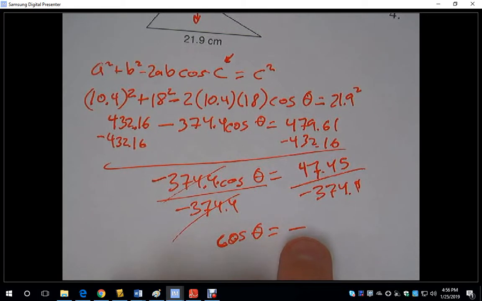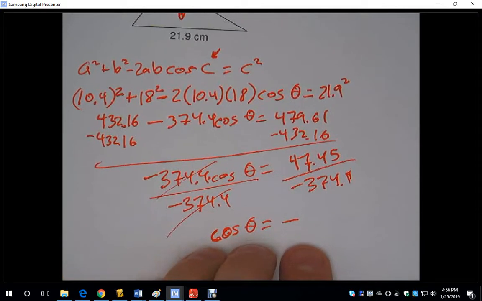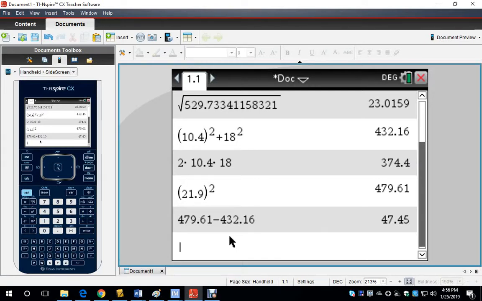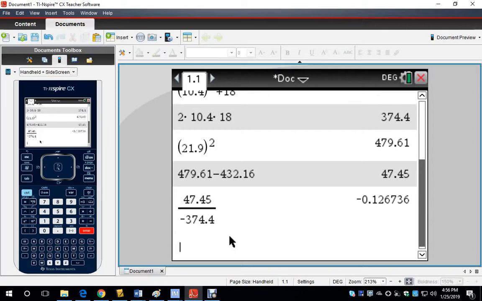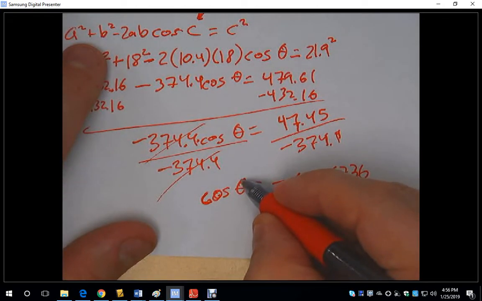So let's just go ahead and throw this into our calculator. I have 47.45, and I'm going to divide that by our negative, well, this value here, and that's going to give us negative 0.126736. I'm going to try to hold on to as many decimals as I can, because that's going to be relevant as far as I might end up with a rounding error.